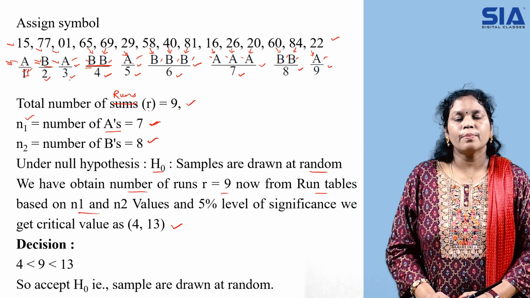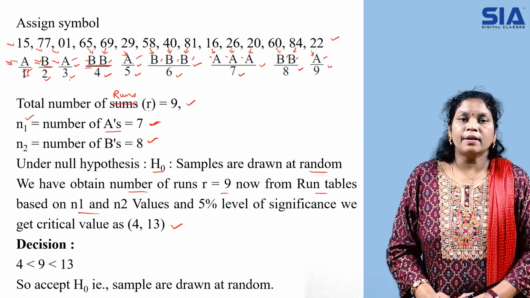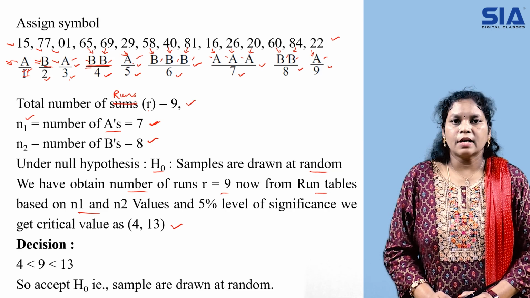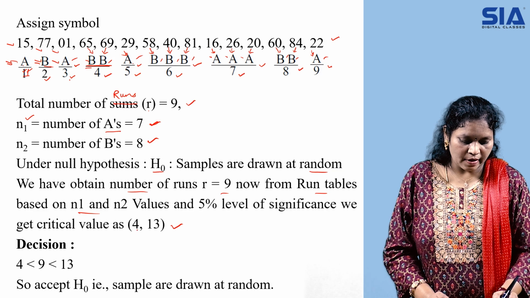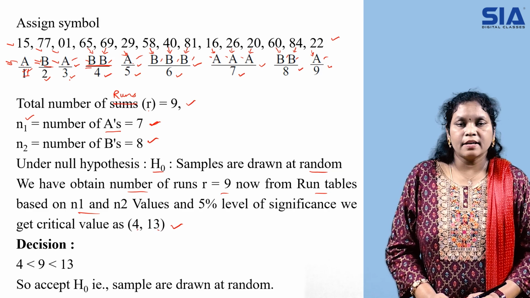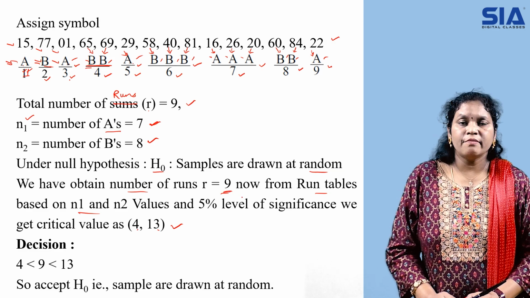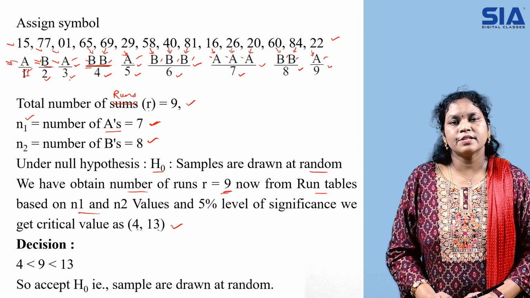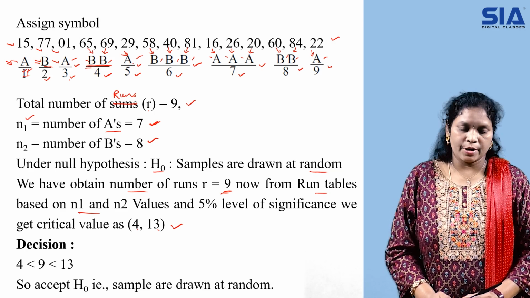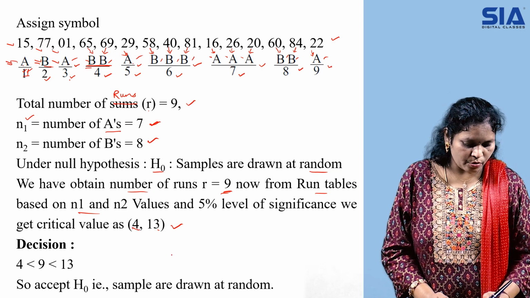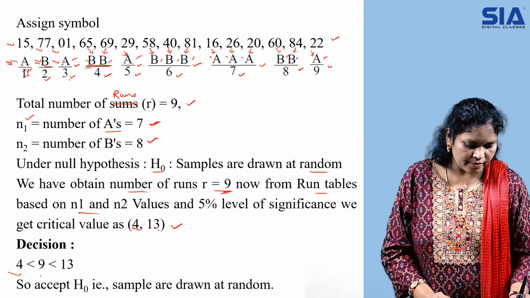Now let us take the decision based on this. The conclusion is: if our number of runs falls within the table values, we'll accept the hypothesis, otherwise we'll reject the null hypothesis. Now let us check whether that happened. The first table value is 4, so I have written 4 here, and the number of runs R I have got is 9, so I have written 9.